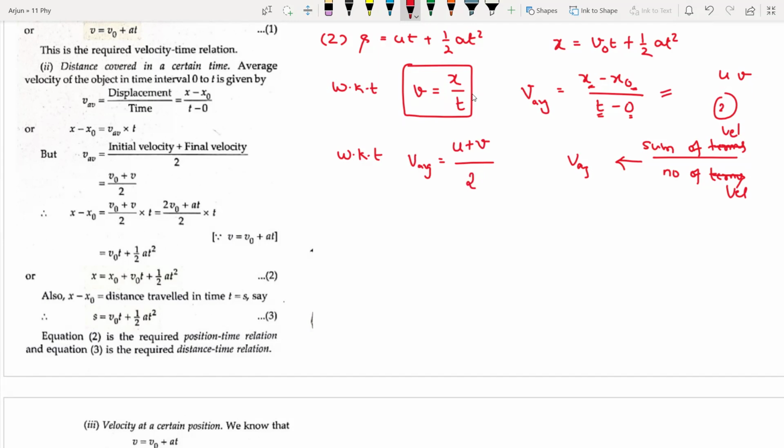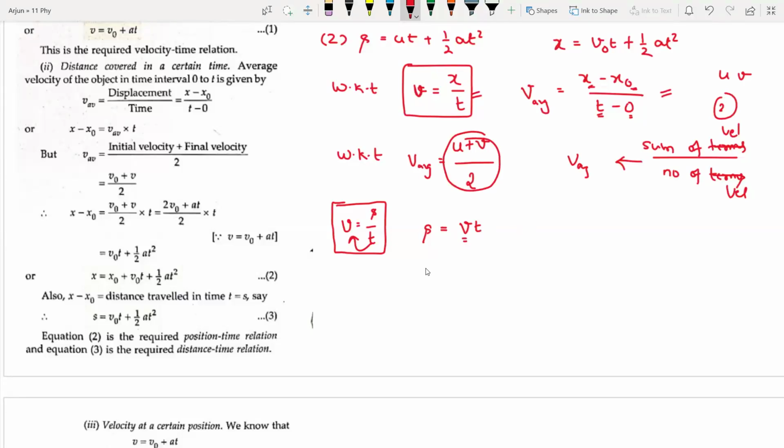Now, take v is equal to x by t. Here we got average velocity equal to this one. Now from this equation, velocity is equal to displacement by time. From this, displacement is nothing but velocity into time. This is the basic formula which you have studied in 9th class: velocity is equal to displacement by time. From this, displacement is equal to velocity into time. In this velocity, what you can do is substitute this.